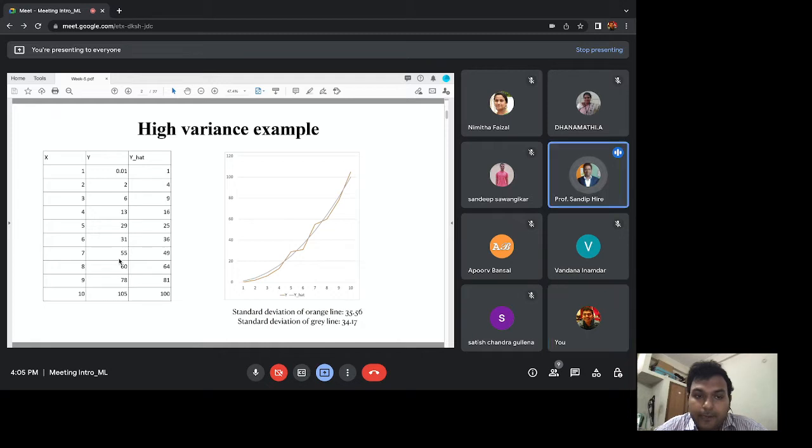In layman terms, how will we say what is variance? Variance is how much you deviate from the mean. For example, a straight line will have zero variance, because all the points will already be on the mean, right? So in that case the variance will be 0. So variance tells you how much you are deviating from the mean. That is the definition of variance.